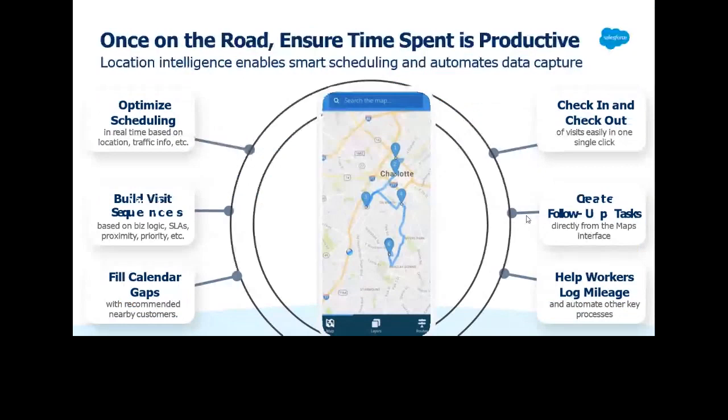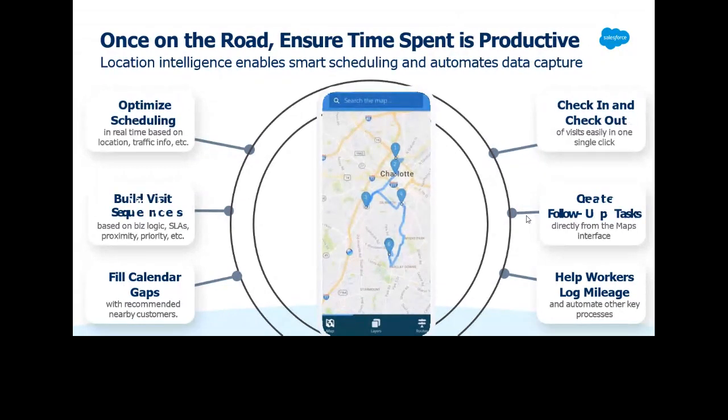You need to optimize scheduling in real time based on location, traffic info, etc. You need to build a visit sequence of where you're going to go, what's supposed to be your priority for the day, for the week, based on geographic locations. And you can fill calendar gaps, as I suggested. If an opportunity cancels, you can quickly fill in that gap. If your calendar frees up, you can simply fill it in by knowing, okay, this account canceled, another nearby account is still something that I can visit, right?